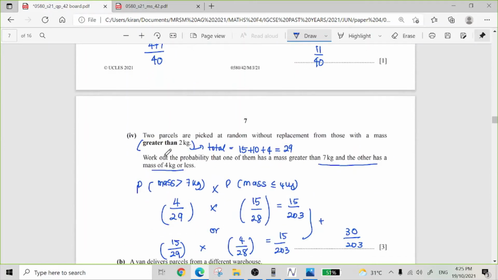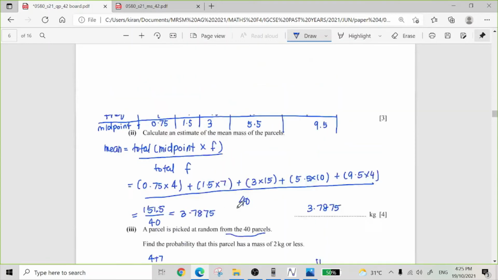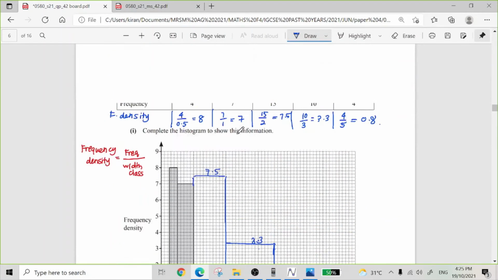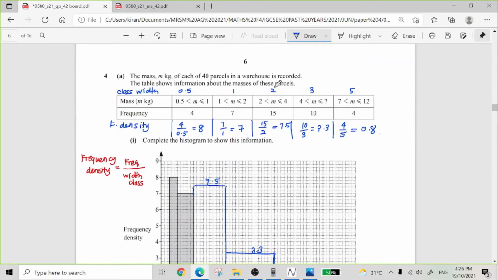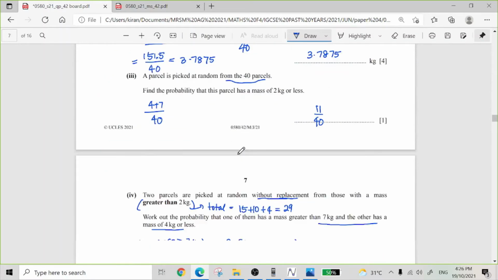Okay, next question. Two parcels are picked at random without replacement from those with a mass greater than 2 kg. So the total here will be the denominator for the probability. So we just calculate the parcels that have mass greater than 2 kg, which is 15 plus 10 plus 4 equal to 29.